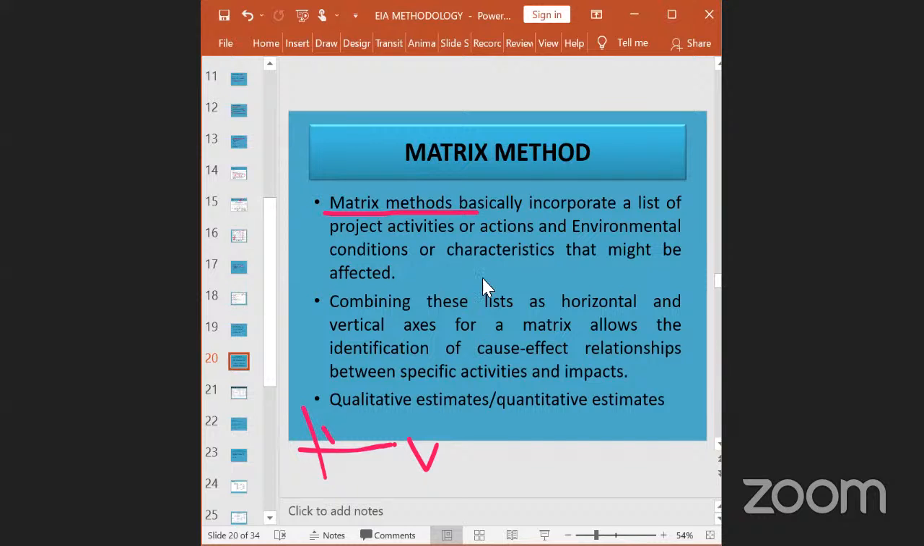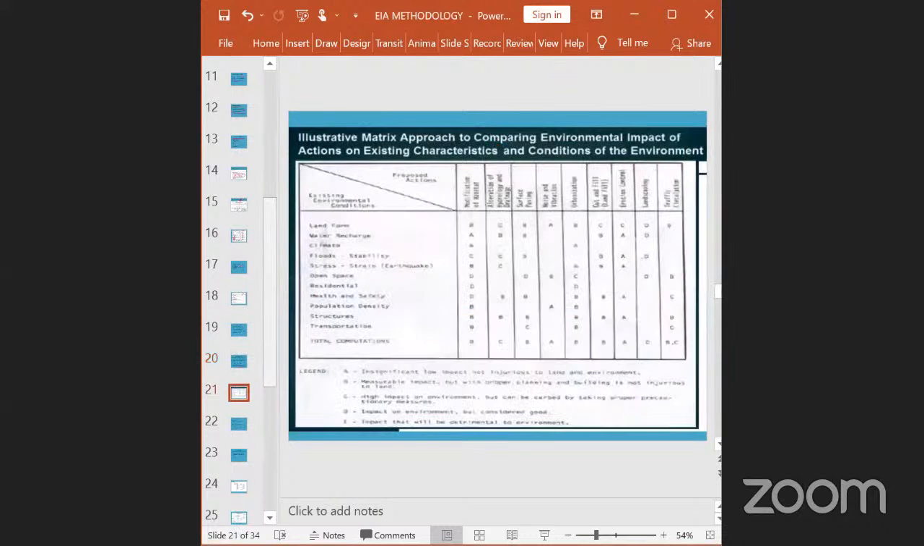The entries in the cells of the matrix can be either qualitative or quantitative estimates of these cause-effect relationships. The later ratings may be combined into a weighting scheme that leads to a total impact score. Total impact score. You see here.